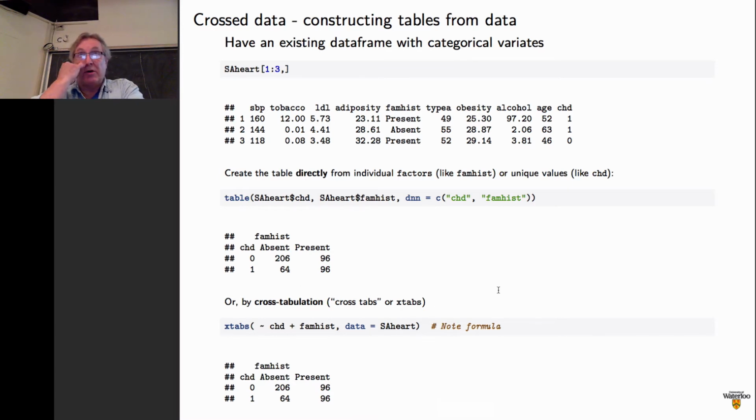Alternatively, sometimes we talk about cross-tabulation. So cross-tabs, X-tabs on this data set, SA heart, and now there's a formula, tilde CHD plus FAM-HIST, will produce the same kind of table. Okay, so those are ways to construct tables. One just from the data itself, one from some data that you already have existing, and there are at least two ways of doing that, table and cross-tabs, or X-tabs. Any questions?